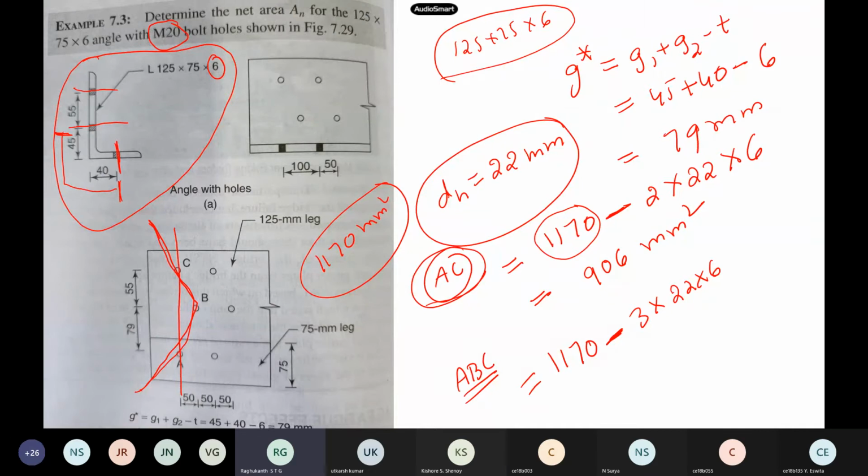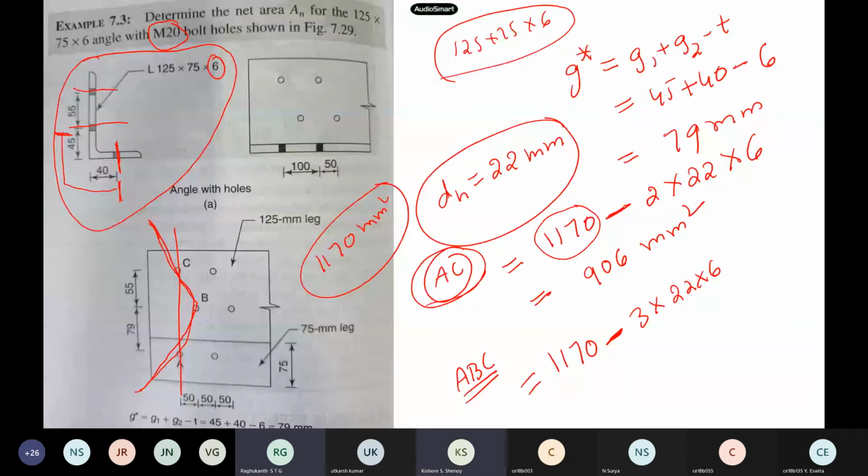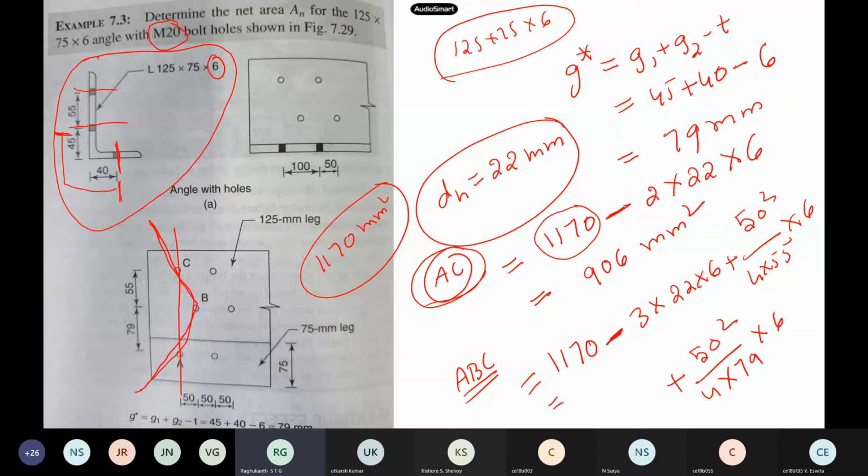Which one is changing here? In p square by 4g, what is changing? G is changing, because now the new g, 79, has to come into the picture. So it's straightforward only. You add 50 square by 4 into 55 is the first one, into 6, that is the thickness, plus 50 square by 4 into 79, because 50 is the pitch given, into 6. So finally this turns out to be 889.65 mm square. Okay, this is the area.